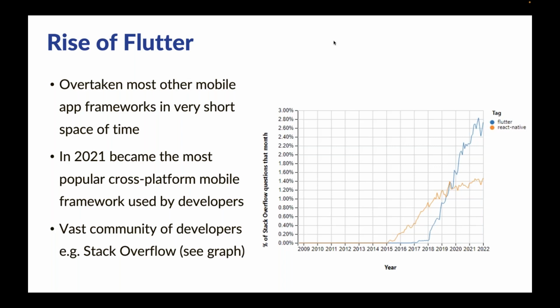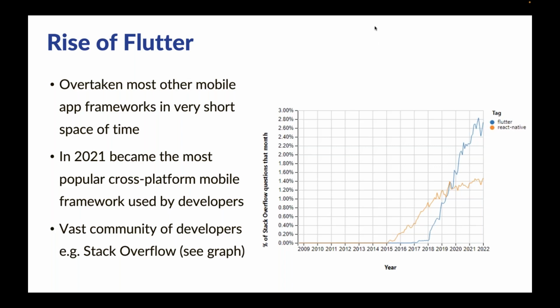And in that context, I wanted to also talk about the rise of Flutter. So in that short time, we've got 3.5 years, it has really overtaken pretty much most other mobile app frameworks in terms of the cross-platform app frameworks in a very short space of time. So it was in 2021, which again is only two to 3 years since it was launched, it became the most popular cross-platform mobile framework used by developers. So, at that point in time, more developers were currently using Flutter than any other cross-platform mobile framework. And it has a vast community of developers talking about Flutter.